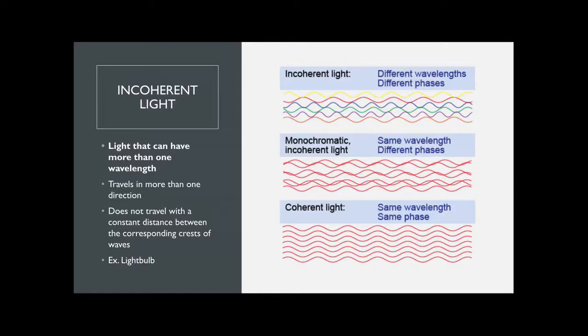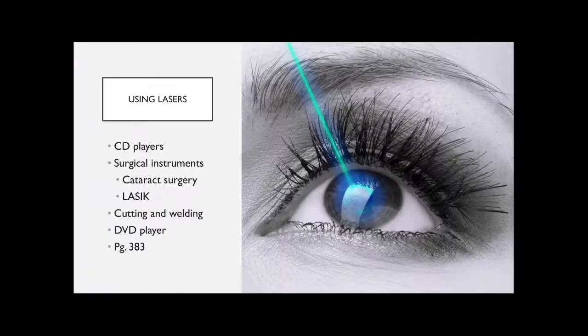Incoherent light, though, is going to be, as you can tell in the top image, light with more than one wavelength. So it's going to travel in multiple directions. It's not going to be constant. The distances are going to vary between the crests of the waves. And there are going to be random changes in the phases of photons or phases of light. And this is a light bulb. This would be an example of a light bulb.